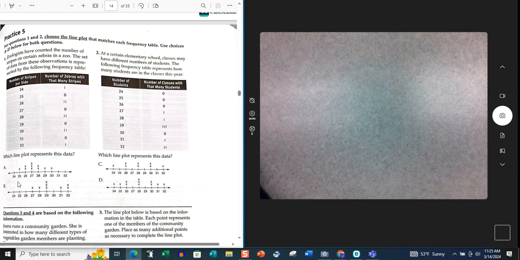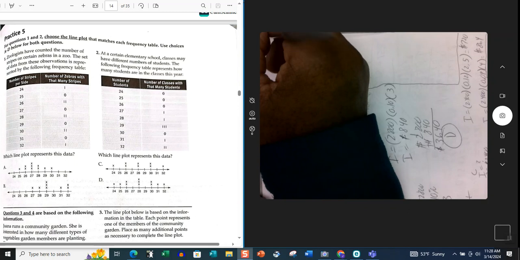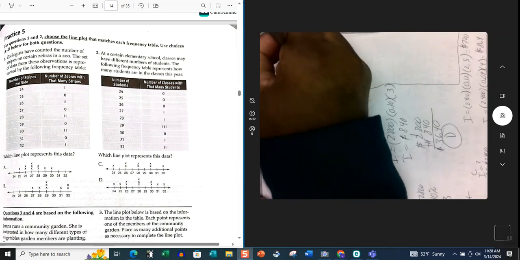Now 24 has 1 X above it, which we see here on C so far. 25 has no X's. 26 has 2 X's. 27 has no X's. 28 has 2 X's. 29 has 0. 30 has 2. 31 has 0. And 32 has 1. So our answer here would be C. So we would pick C for the answer. Okay, so again, number 1 was C.